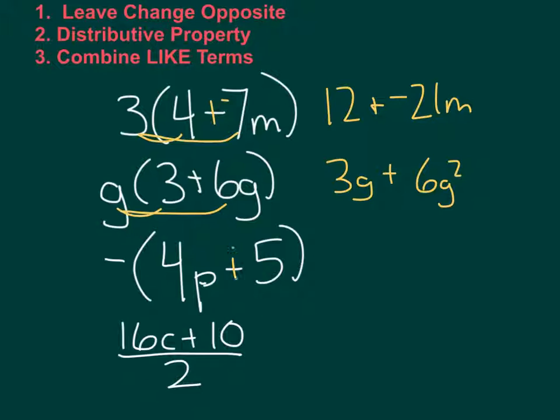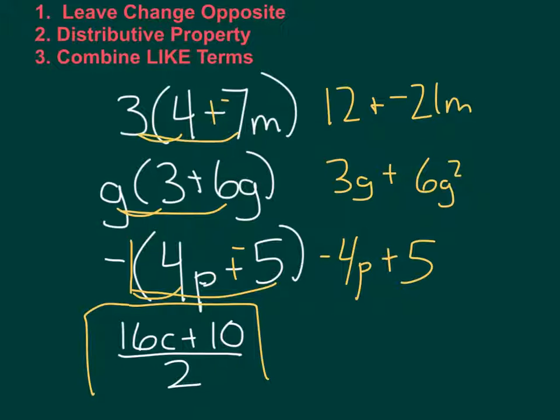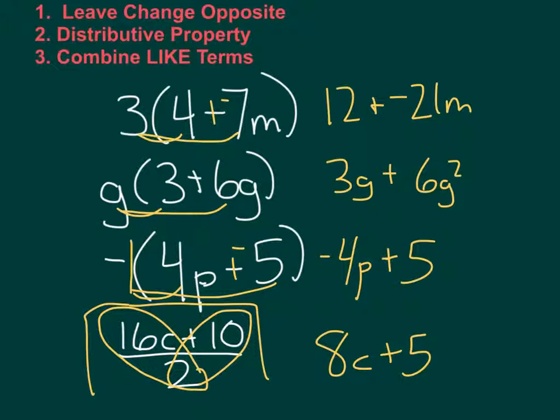See, I have some leave, change opposite here. This sometimes confuses people about what you're distributing, so remember, its identity is times 1, so put in that understood 1, and you're taking it times negative 1, so that'd be negative 4p, and negative times a negative is positive 5, and put the plus sign back in between them. And some people don't see this last one as a distributive property type problem, but if you think about that divide by 2, it's the same as times 1/2, which means both the front term and the back term are going to be divided by 2. So 16c divided by 2 would be 8c, and 10 divided by 2 would be 5. We put the plus sign back between them.